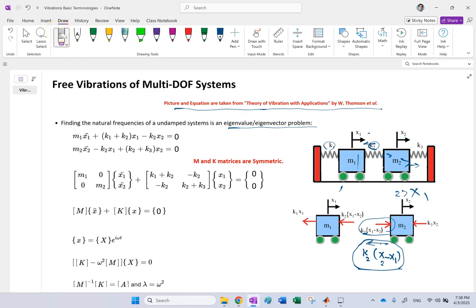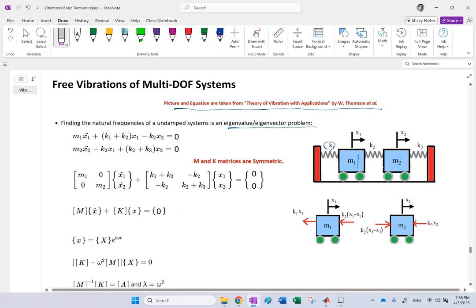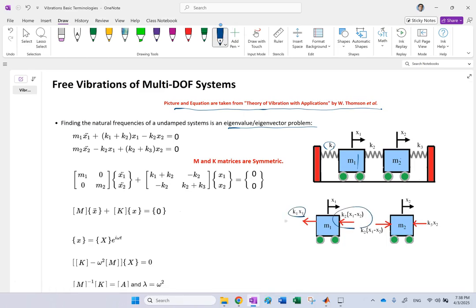So here I got my FBDs. Now I'm going to write the equations of motion. For this object here, the M1, this force is in the negative direction. This force is also in the negative direction. So if you write it, the equation is going to be M1 X1 double dot equals negative K1 X1 negative K2 times (X1 minus X2).